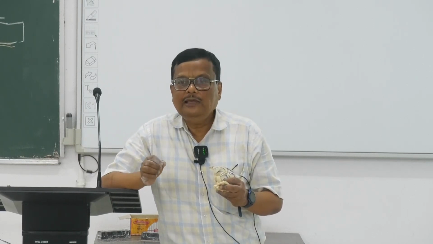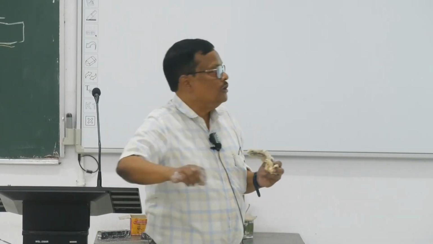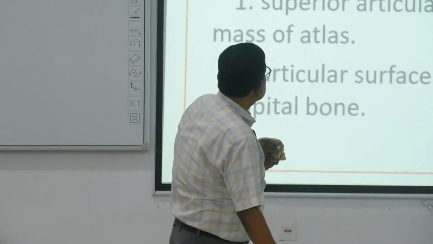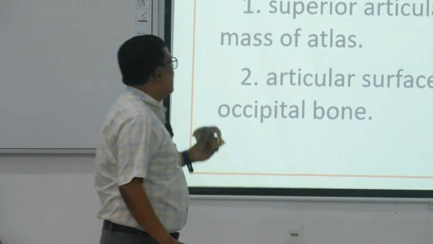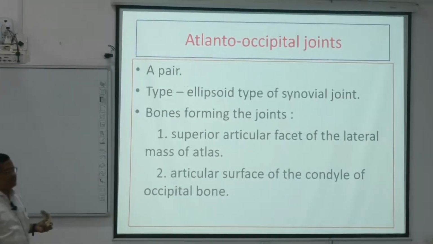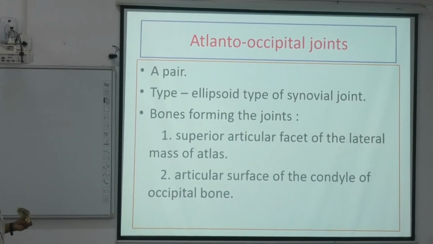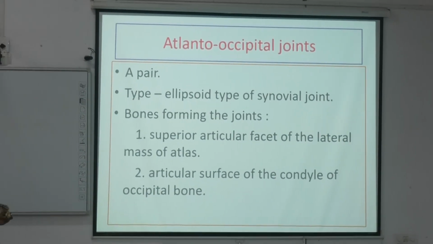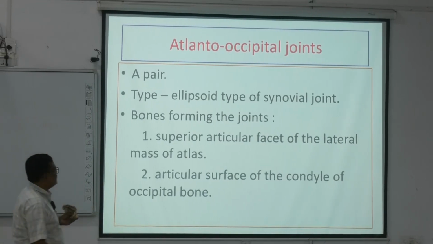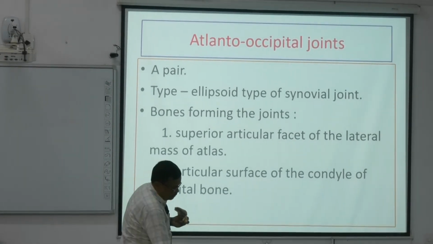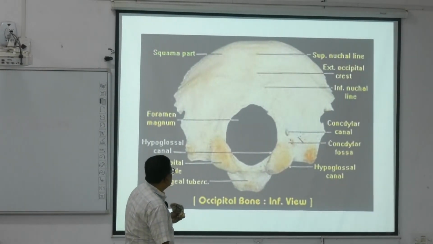Subtype of joint, ellipsoid or condylar joint. Bones forming the joint, I have already said: superior articular surface of the lateral mass of the atlas and articular surface of the condyle of the occipital bone. This is how you write it, as we have read.